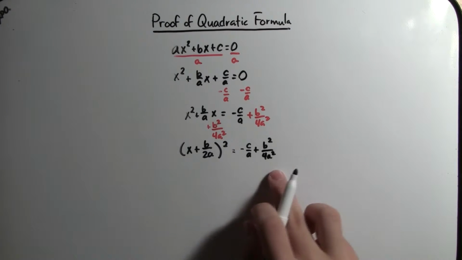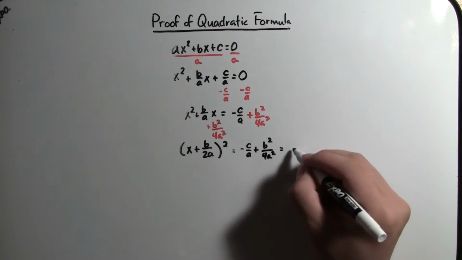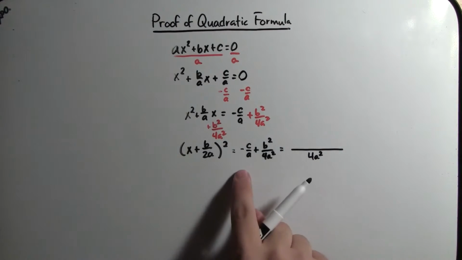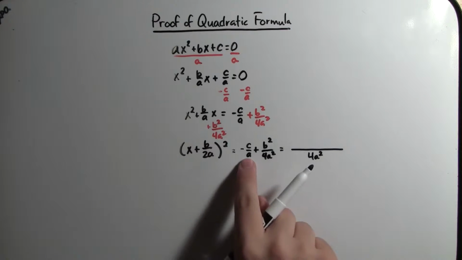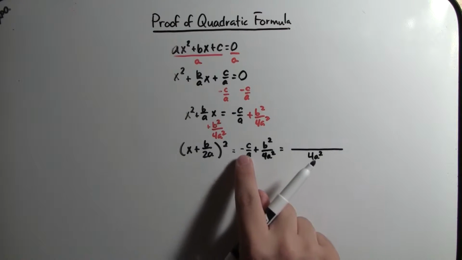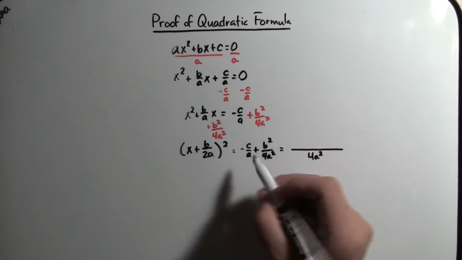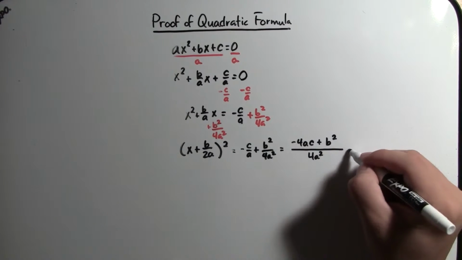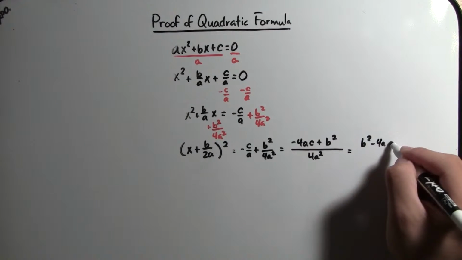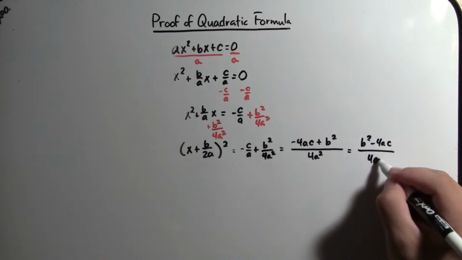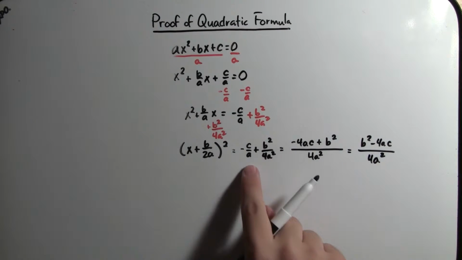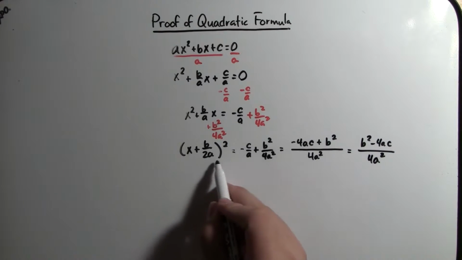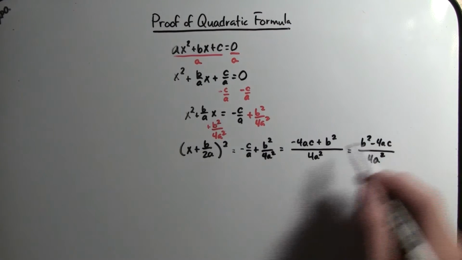And we can rewrite this with a common denominator of 4a squared. We need to multiply the numerator and the denominator by 4a for negative c over a. Doing this gets us negative 4ac plus b squared, which is equivalent to b squared minus 4ac, all over 4a squared. Once again, we're just trying to get a common denominator here, so this is just Algebra 1 review. And so x plus b over 2a, squared, equals this thing right over here.